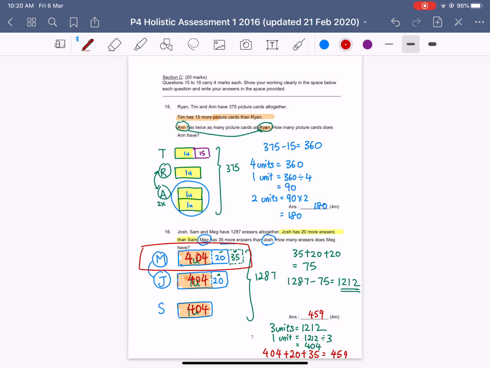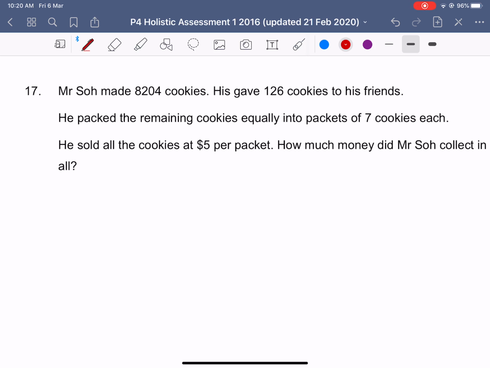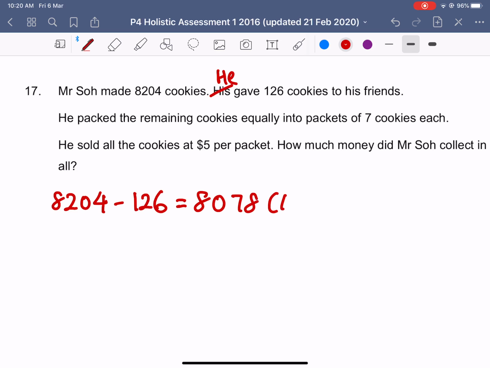All right. Question number 17. Mr. Seow made 8,204 cookies. He gave 126 cookies to his friends. So let's just find out how much he has left first. Alright, he gave away, so a subtraction. So this is what he has left.